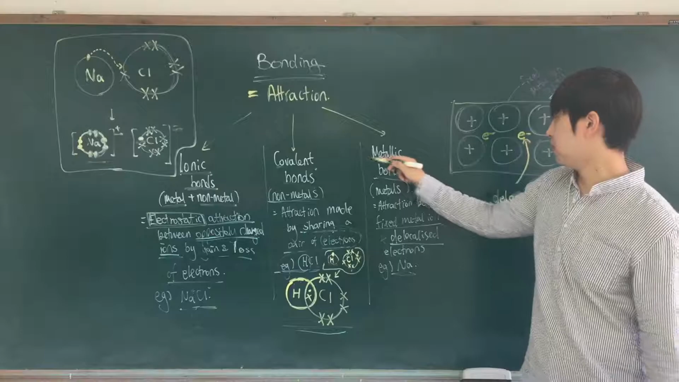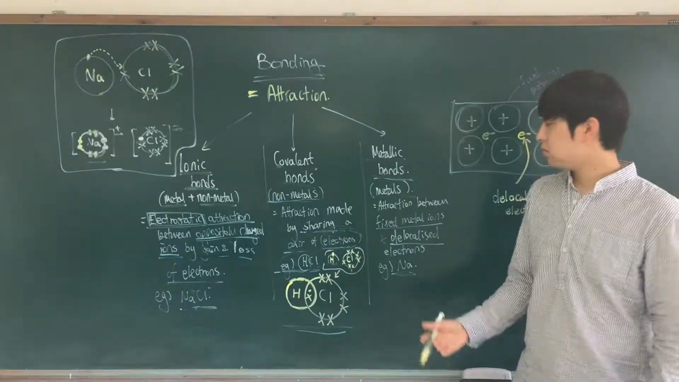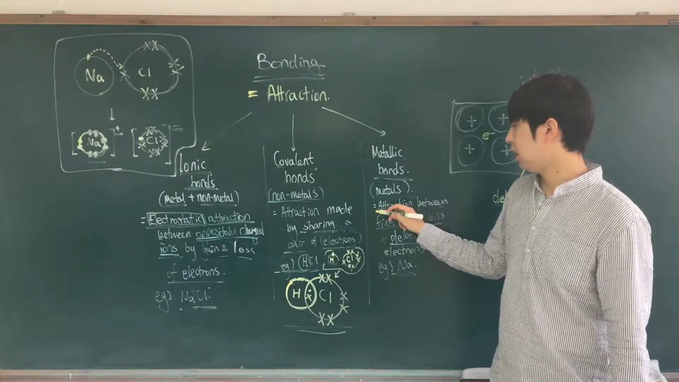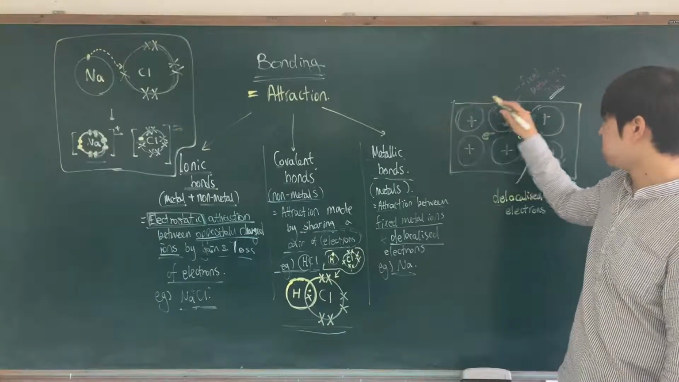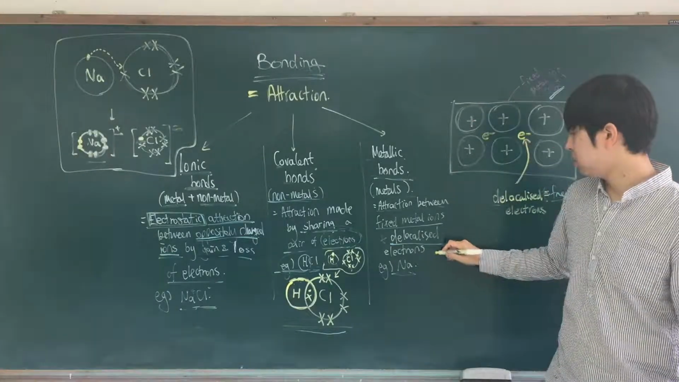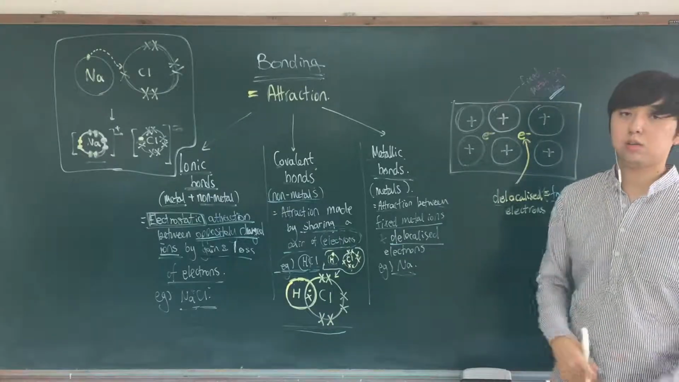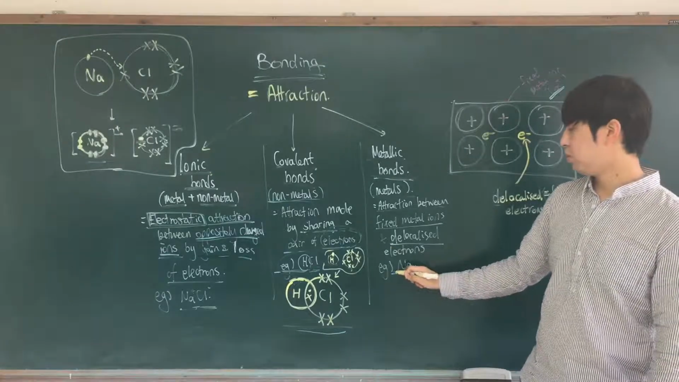The last one, but not the least, the metallic bonds. It is present in metals only, and the definition of metallic bond is the attraction between fixed metal ions and delocalized electrons. Many people don't know what delocalized means. Delocalized means that it is freely moving. An example, I wrote down Na.